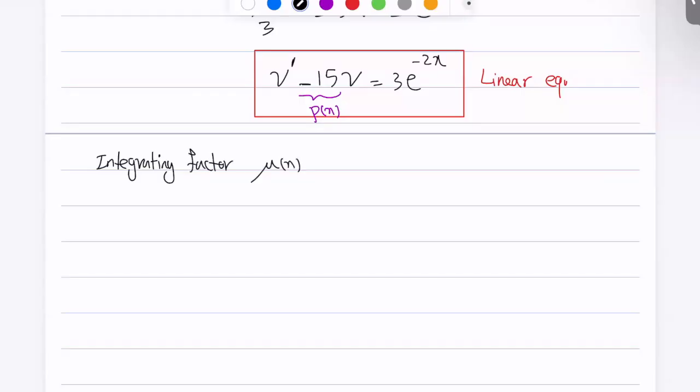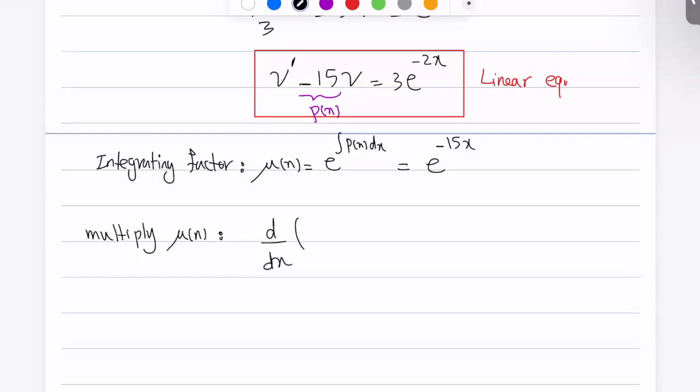Mu, just e to the integral of p of x dx. And in this case, that's just e to the negative 15x. Right? And we just need to multiply all terms by this mu of x that we just found, and on the left-hand side, if we've done this correctly, we should get the perfect derivative d of v times e to the negative 15x dx.